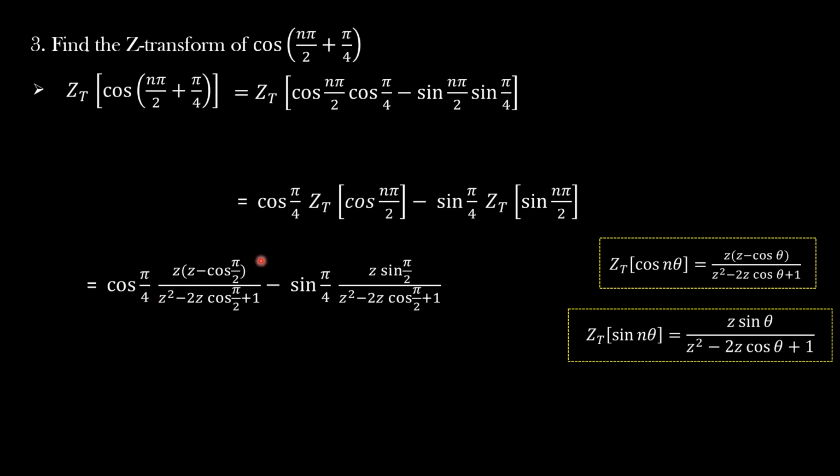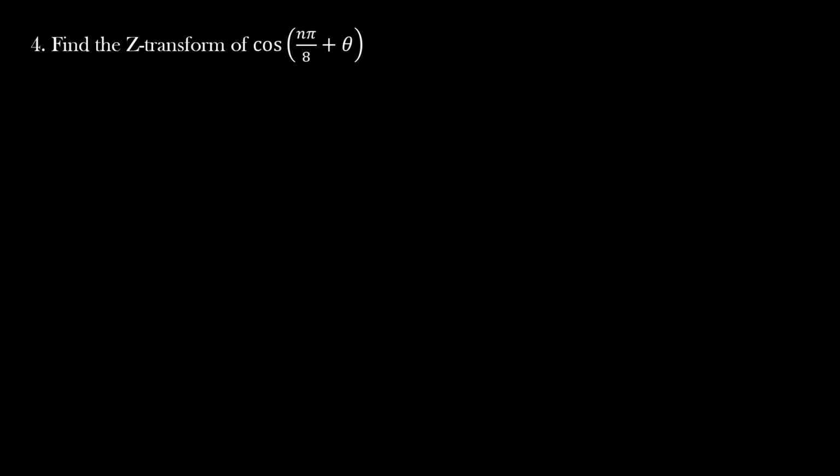But cos pi by 4 and sin pi by 4 are both 1 by root 2, cos pi by 2 value is 0 and sin pi by 2 value is 1. By substituting and on simplification, you will get the Z transform of cos of n pi by 2 plus pi by 4 as 1 by root 2 into Z square minus Z divided by Z square plus 1. In the same way, let us evaluate the Z transform of cos of n pi by 8 plus theta.